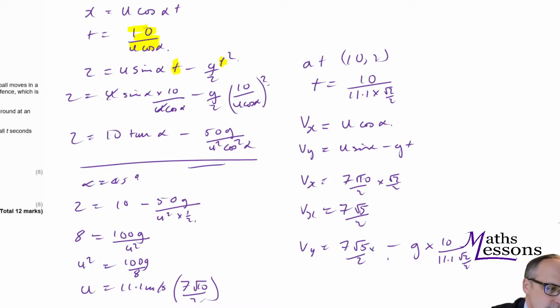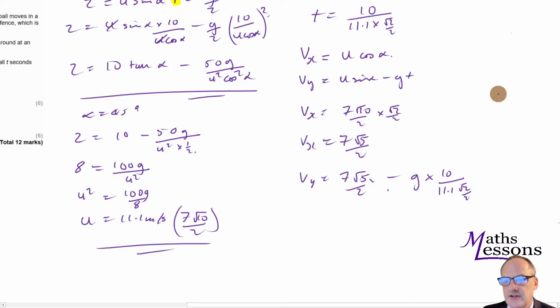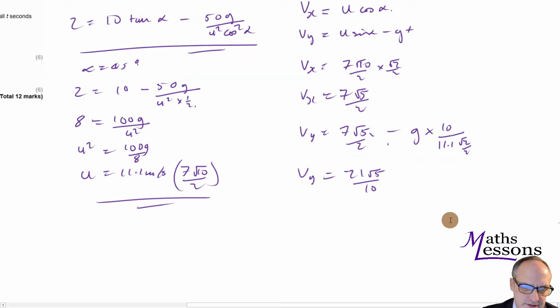I hadn't forgotten it, because all I've done is taken this, because it's going to be exactly the same, because I'm still going to have u cos alpha there. u sine alpha will be exactly the same, because at 45 degrees, sine alpha and cos alpha are exactly the same. Right, so where are we up to? So we can simplify all of that to Vy. When you put that all into your calculator, it comes out as minus 21 root 5 over 10.